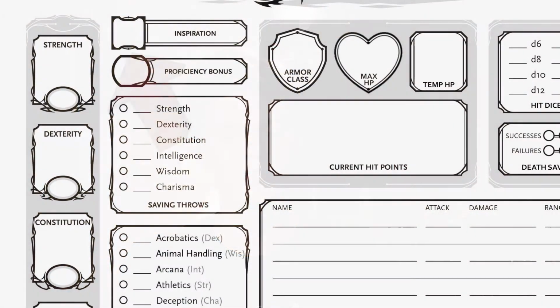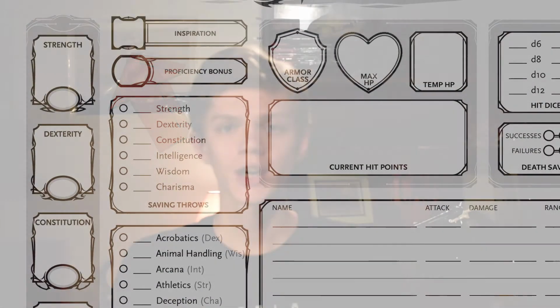So we are going to skip inspiration. Inspiration is kind of a thing which you should probably ask your GM about, because it varies from game to game. It varies from table to table if your GM uses inspiration. Inspiration is interesting, to say the least.